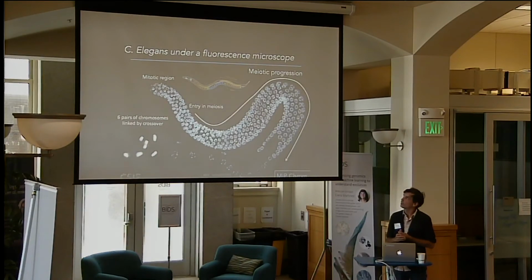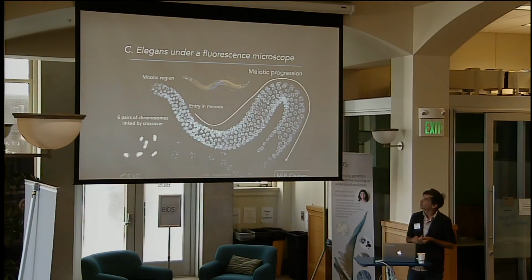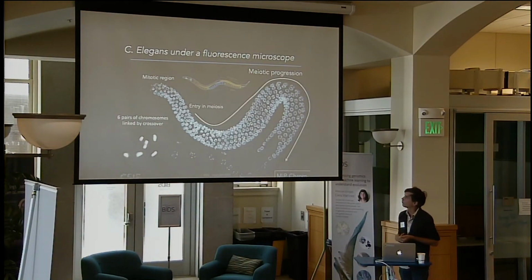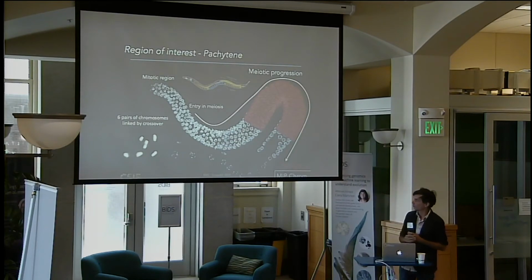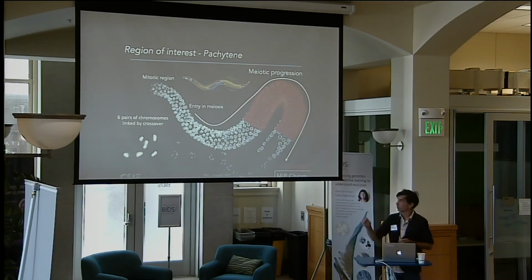If you look at C. elegans under a fluorescence microscope, that's kind of how it looks. Here in blue, you have the chromosomes that are labeled. This is a maximum intensity projection. It's a stitched, volumetric image, and you can see the different stages of meiosis in that image. The region of interest for the Anne Villeneuve lab was mostly the pachytene region.